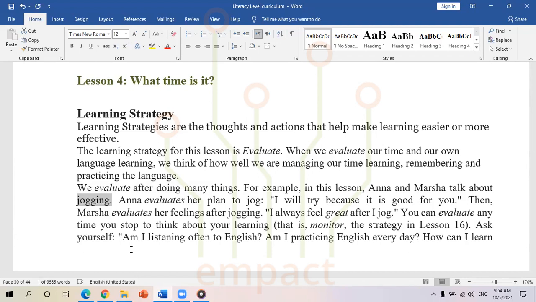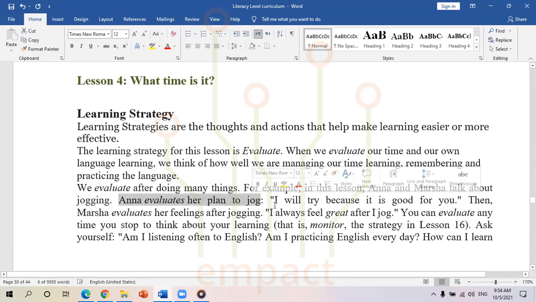Anna evaluates her plan to jog. These two, Anna and Marsha, are going to evaluate themselves before and after jogging. Anna evaluates her plan to jog. I will try because it's good for you. Then Marsha evaluates her feelings after jogging. I always feel great after I jog.